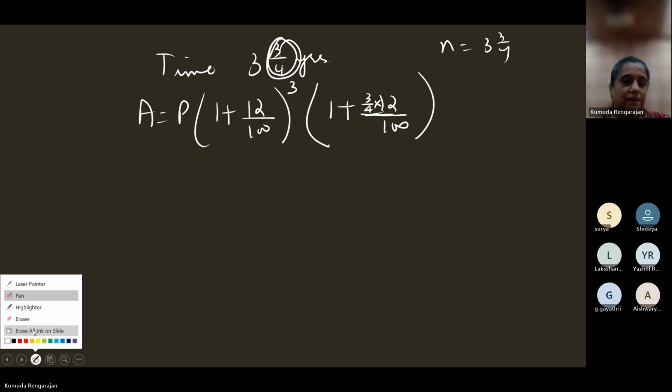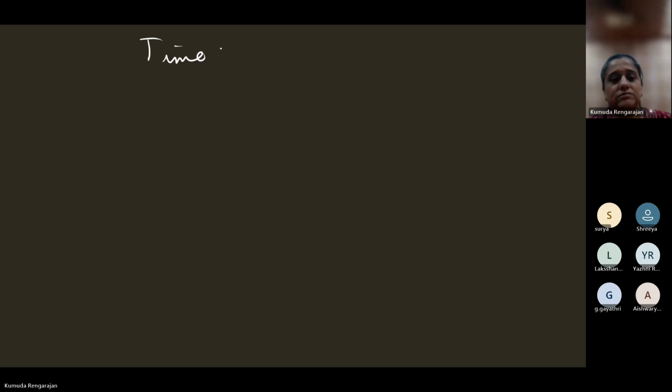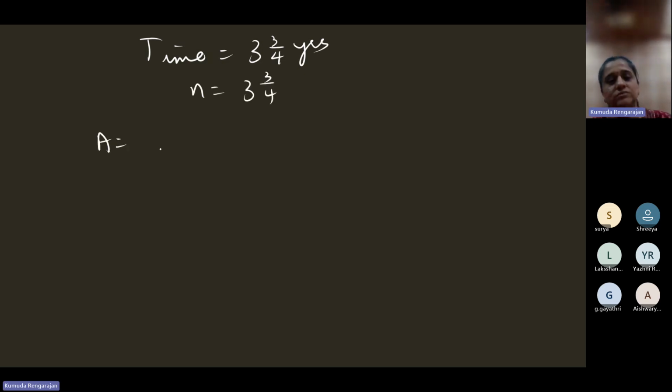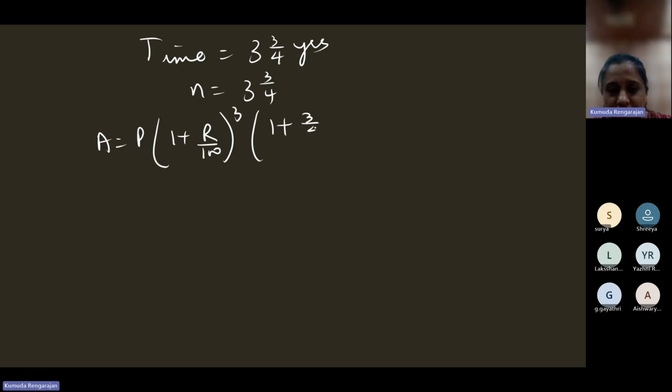I'll repeat this. Supposing the time is 3 by 4 years, which means n is 3 by 4. Then amount is equal to P into 1 plus R by 100 to the power 3, into 1 plus 3 by 4 into R by 100. So you can see 1 plus R by 100 again, but R is multiplied with this fraction 3 by 4. That's all.